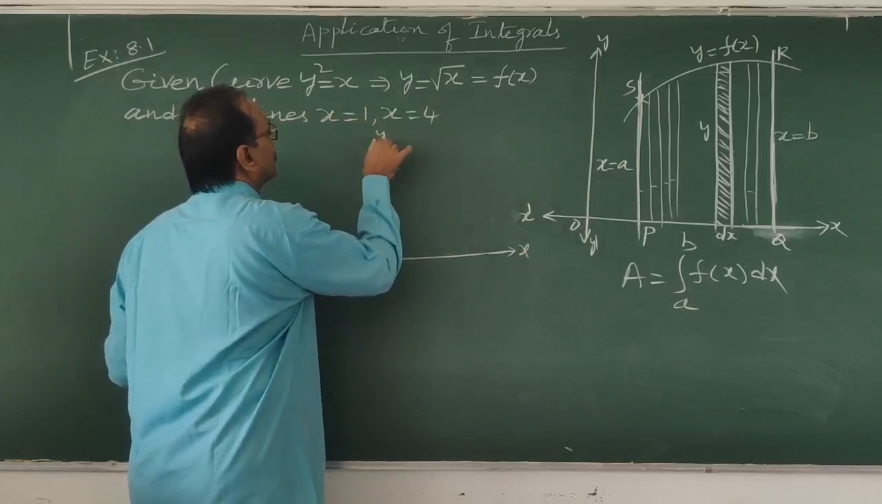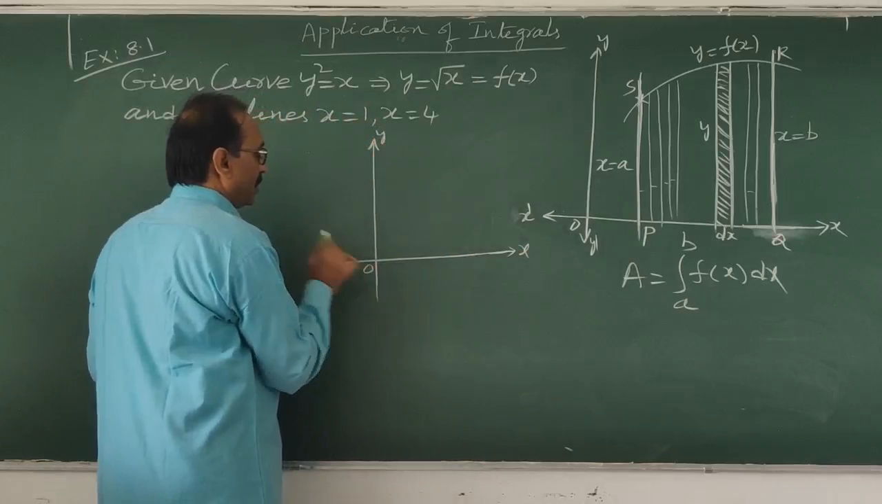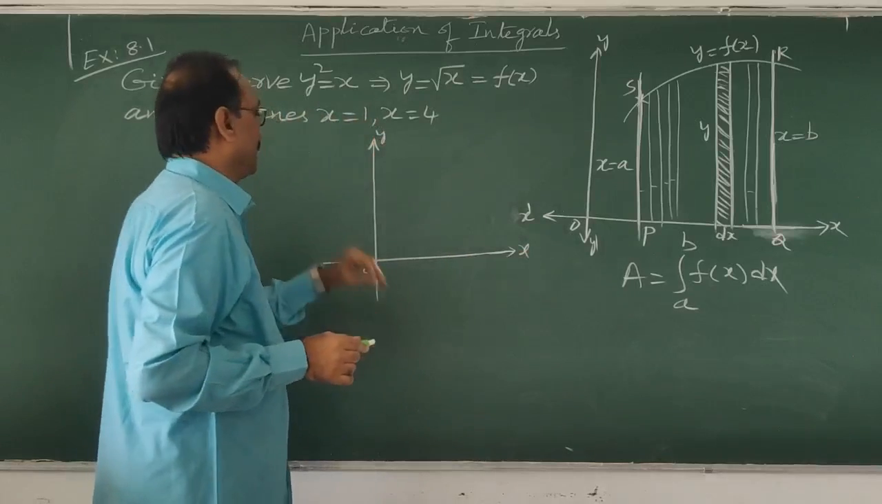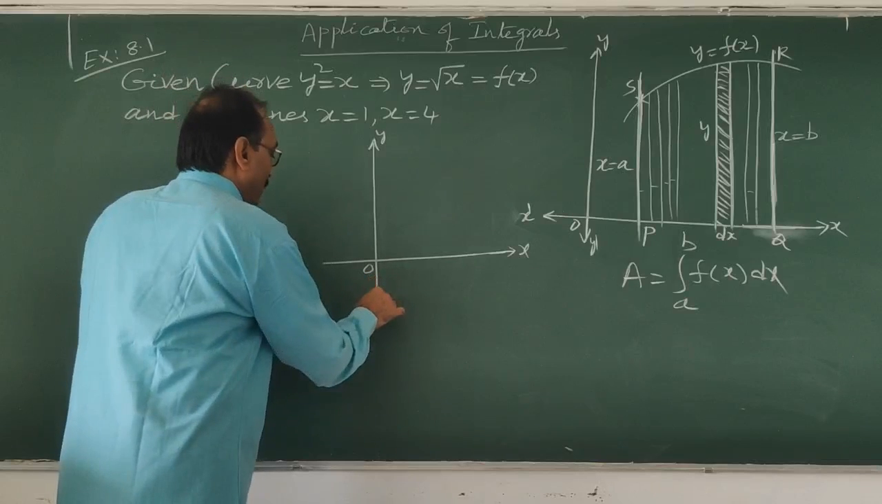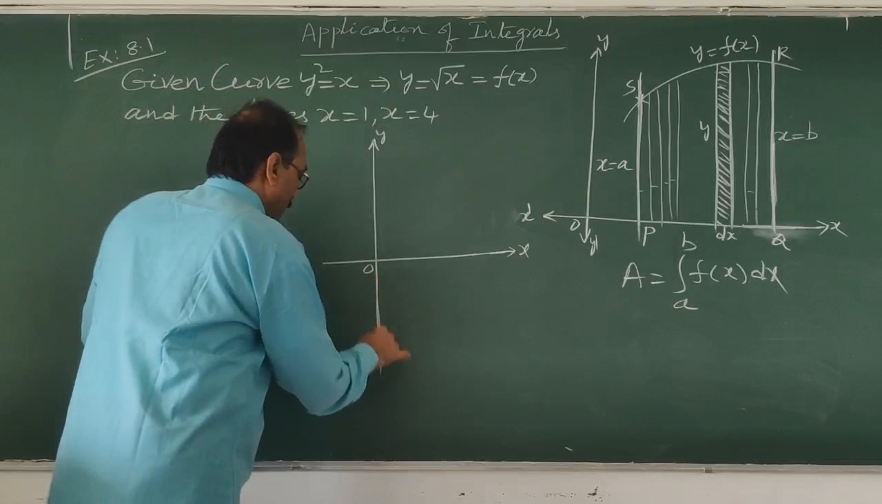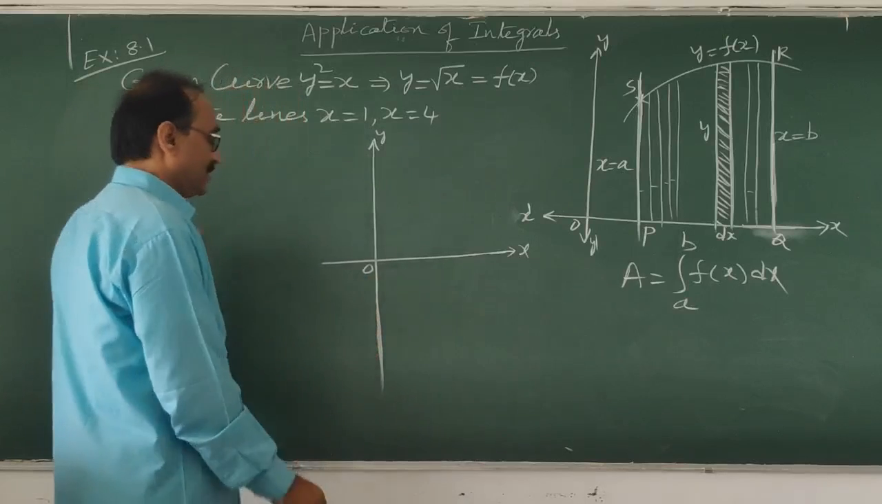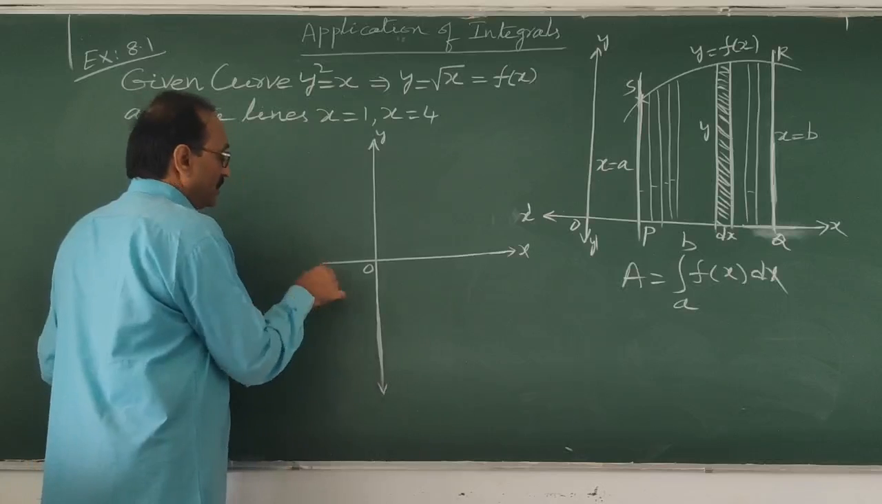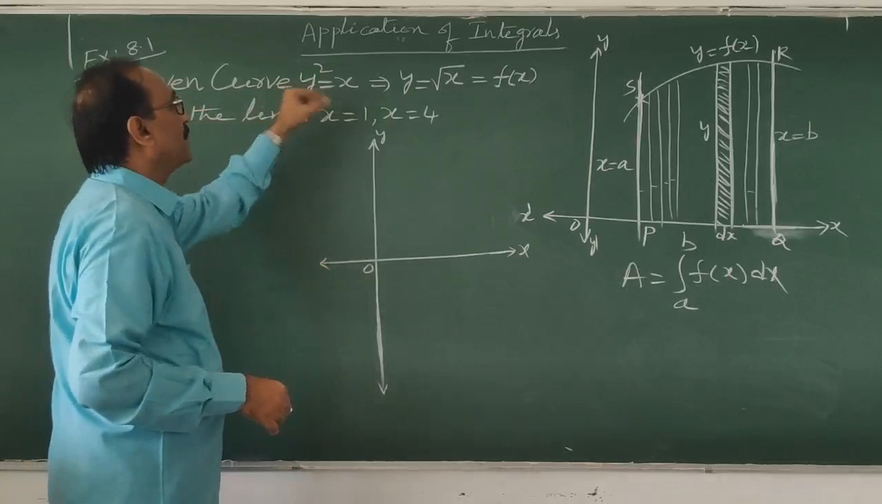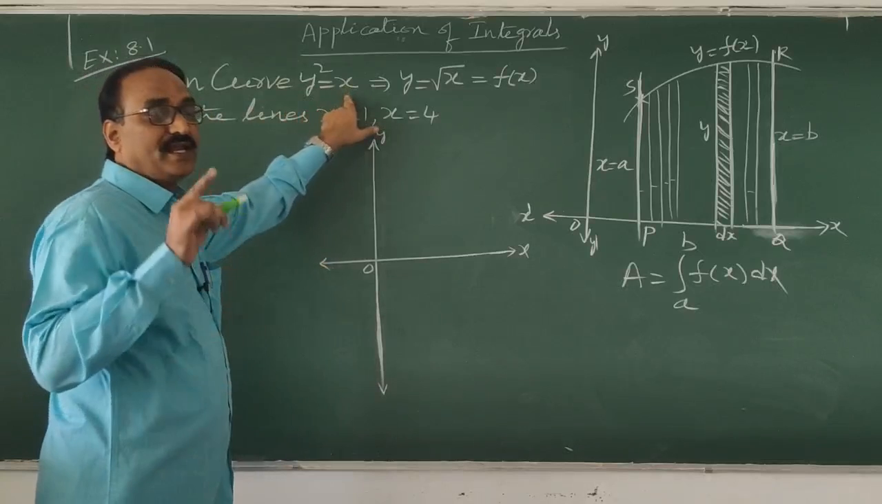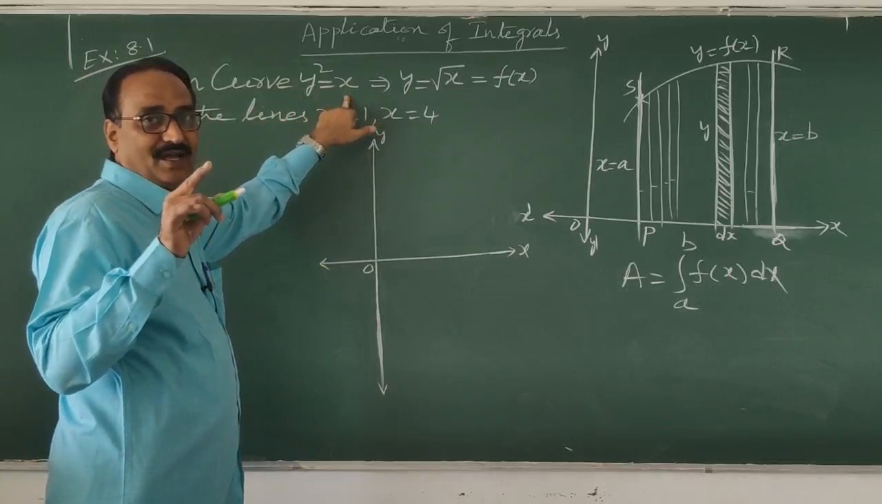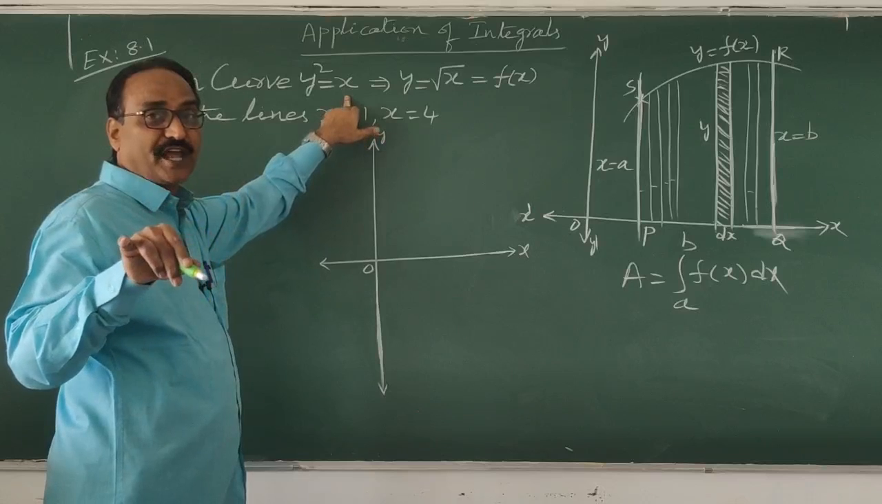This is the x-axis, this is the y-axis. You take the origin here. Now, according to the problem, we should draw the diagram. Because we are very well versed with the first year conic sections, y square is equal to x means what? It is a parabola, of the form y square is equal to 4ax.